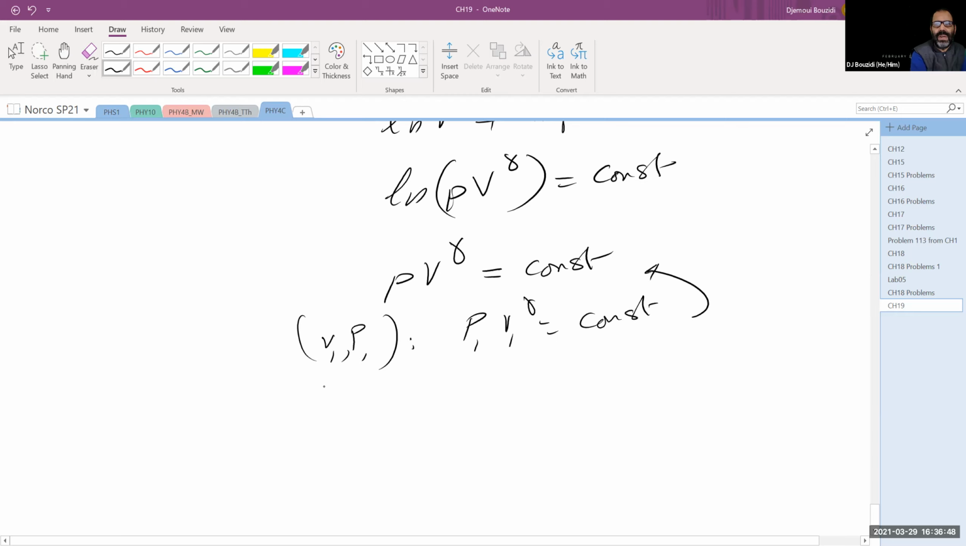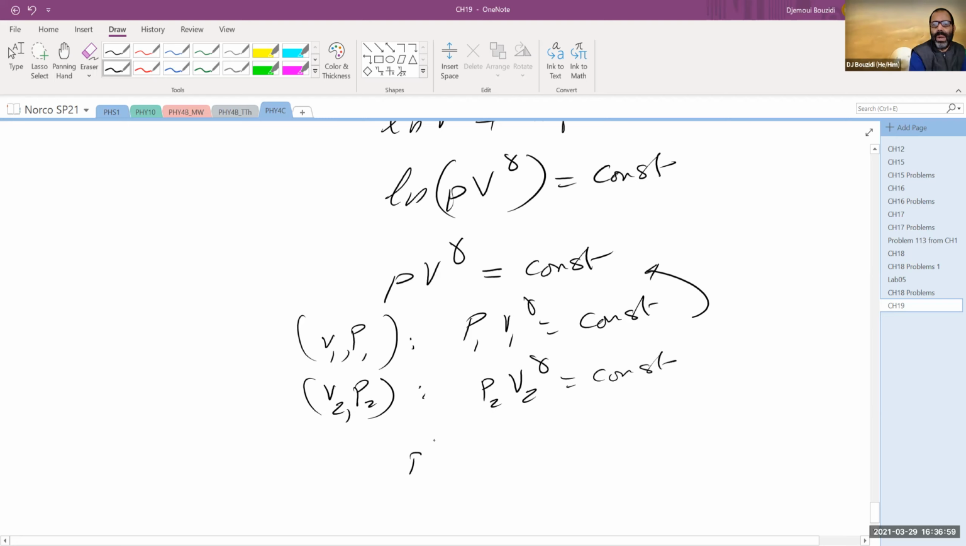As a matter of fact, we can find it differently too. We know that V2, P2 is also part of the same diagram. So that too is P2 V2 to the power gamma. That is the same constant. In other words, P1 V1 to the power gamma equals P2 V2 to the power gamma, and any point P in this adiabat line satisfies this equation. So that's how you draw this one in here, where gamma is more than 1.